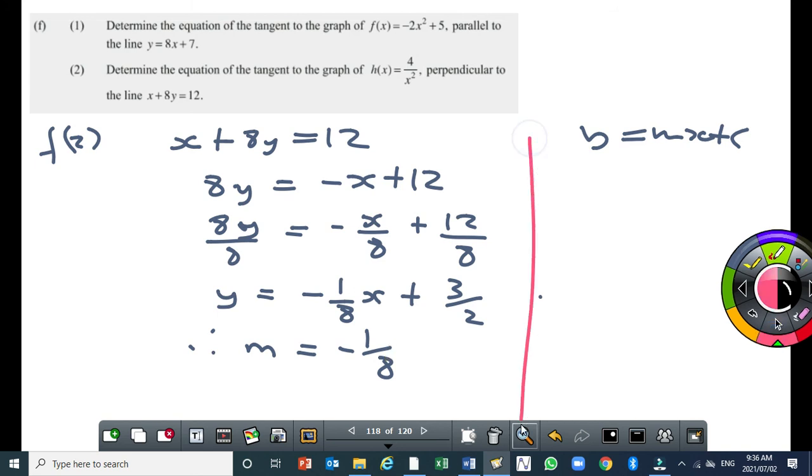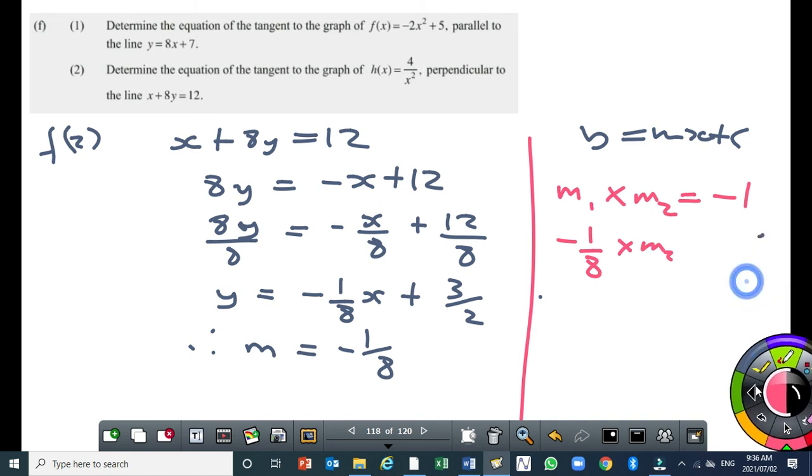is going to be, I'll say m1 times m2 equal to minus 1. If I consider this m here as my m1, it means minus 1 over 8 times m2 is going to be minus 1. Which means the final answer here, m2 will be equal to 8. That m2 is the gradient of the tangent.